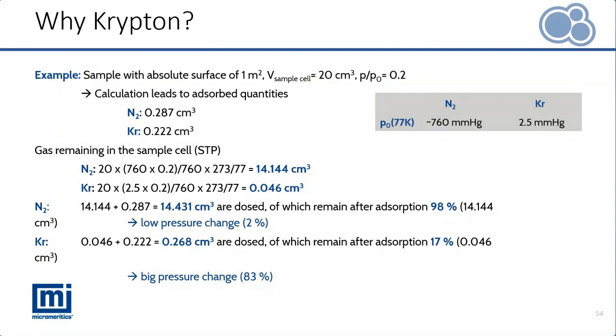For krypton, 0.268 cubic centimeters would have to be dosed, and here 17% remain in the gas phase, while 83% would be adsorbed. It is quite obvious that there is consequently a significantly greater pressure difference for krypton.